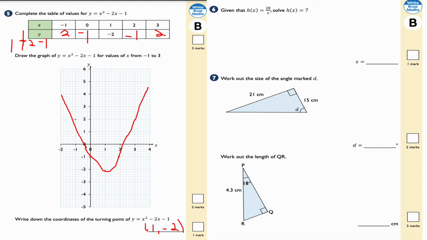Okay, and you can check that by completing the square. Completing the square is for higher tier, but if you're doing the higher tier, you are able to check your answer by completing the square.